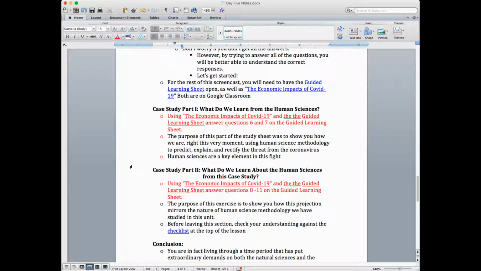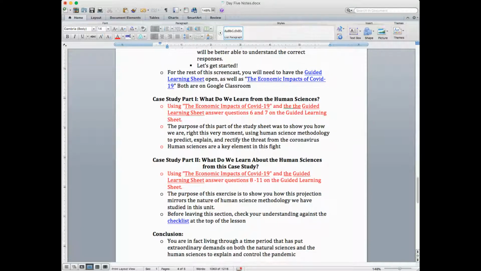Now, in the second part of this, we're going to look at what we learn about the human sciences from this case study. Again, you're going to be using the economic impacts of COVID-19 handout, and you're going to write your responses in the guided learning sheet. The purpose of this exercise is to show you how this projection mirrors the nature of human science methodology we've studied in the year. So now we're going to go over orally the answers to questions 8 to 11.